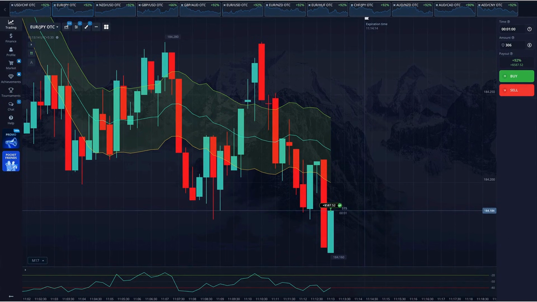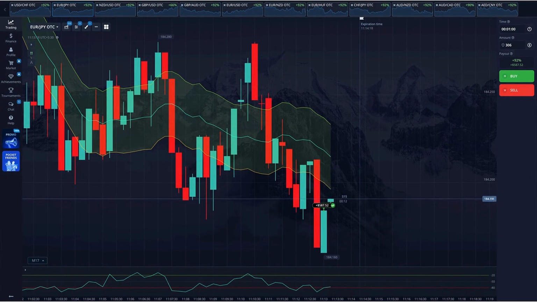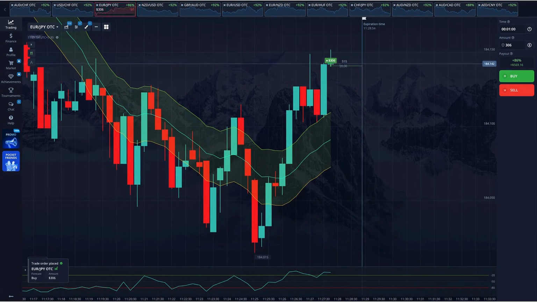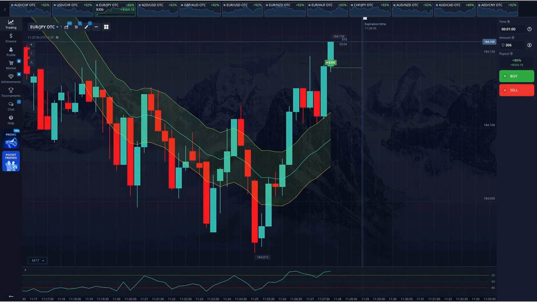But wait, there is one hidden trap. Sometimes the price breaks out and then immediately hits a major support or resistance level. If you don't check for this, you will lose the trade. I'm going to show you 3 live trades right now so you can see exactly how I filter out the bad setups. Let's look at the charts.